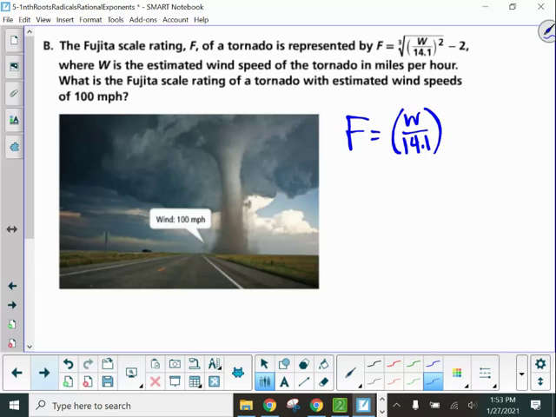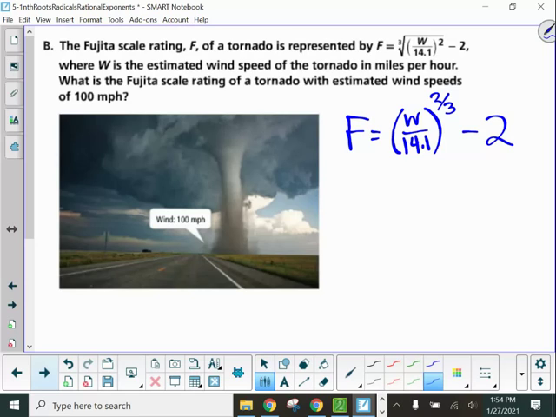It's W over 14.1 to the 2/3 power, and then minus 2. It might be easier to plug that into a calculator if you use the fractional exponent instead of the radical. And it says, what is the Fujita rating of a tornado with estimated wind speeds of 100 miles per hour? So you plug in the 100, you use a calculator, and you actually get the decimal 1.69.